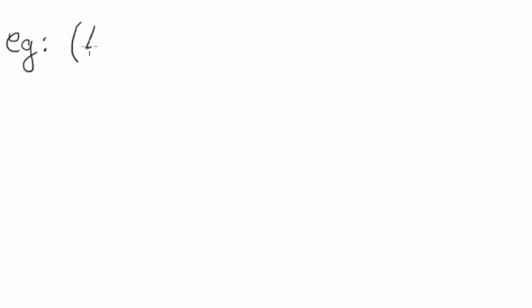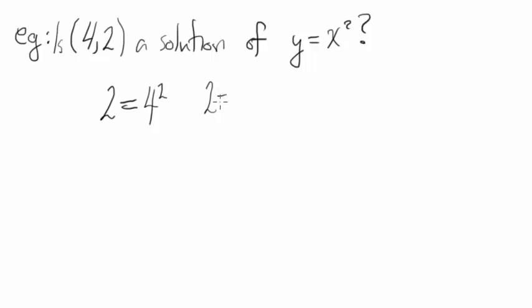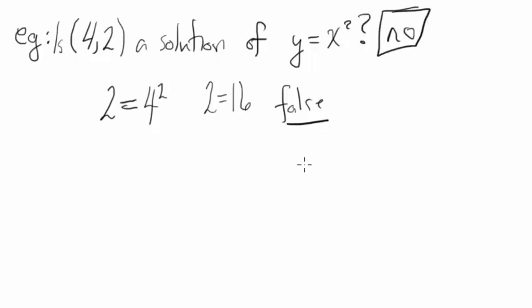Let's look at 4, 2. Now 4, 2 is or is not a solution of y equals x squared. Well, here our variables are x and y, and we haven't specified which is 4 and which is 2. So we just assume that the first one is x and the second one is y. So we substitute 2 everywhere we see y in the equation, and 4 everywhere we see x in the equation, and ask, is this statement true? And in fact, this statement is false. So we see that 4, 2 is not a solution to y equals x squared.